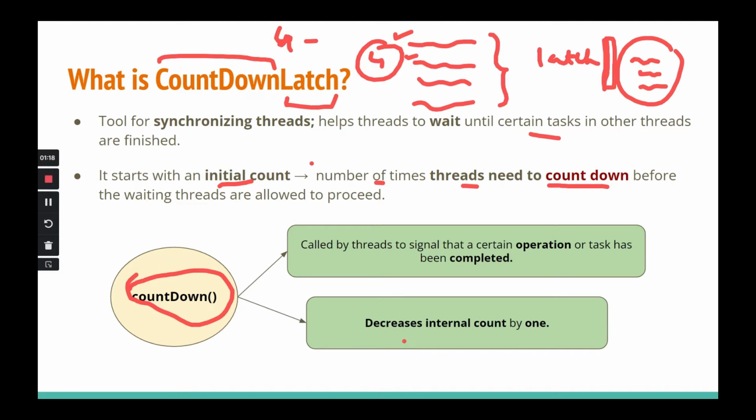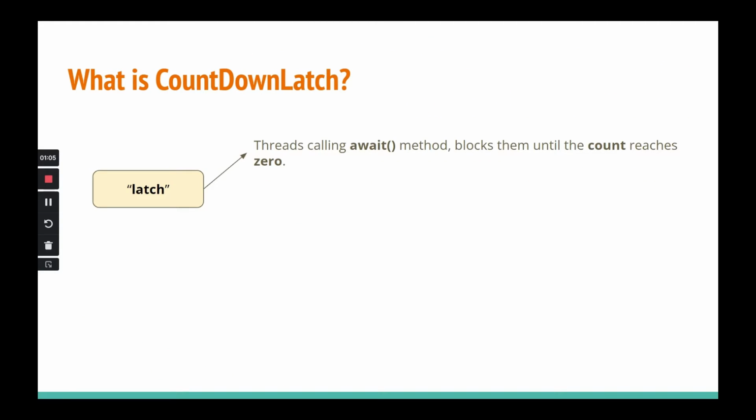So I'm calling this method. It will decrease the internal count by 1. So if I started with 4, then I'll go to 3, then 2, then 1, and finally it comes to 0. Like I said, what is the latch going to be used for?